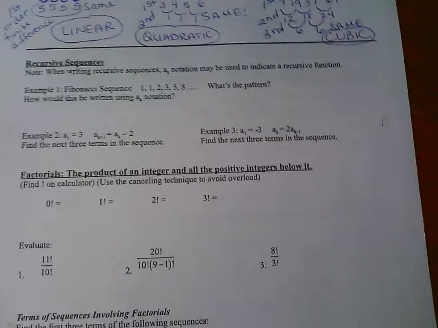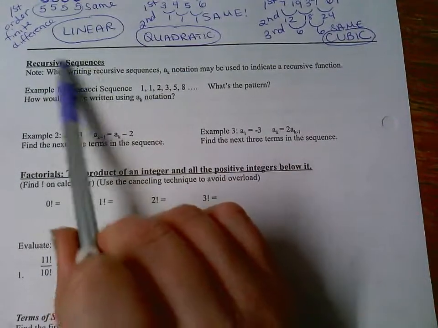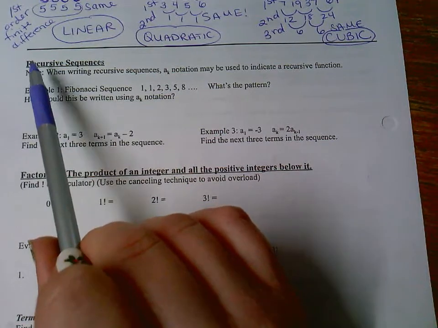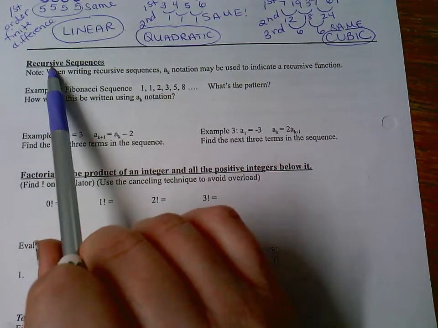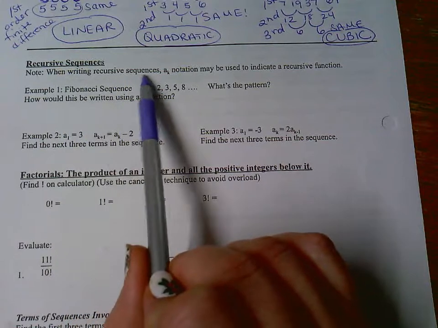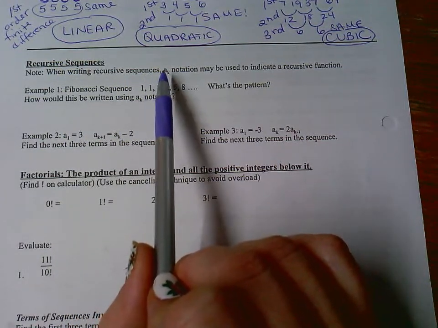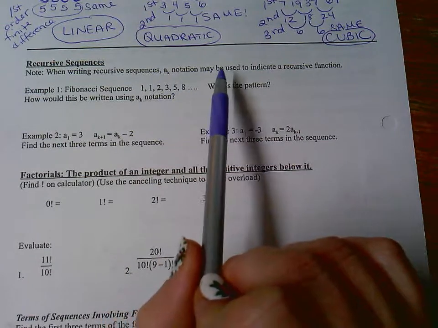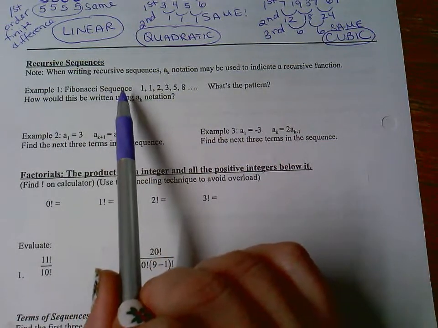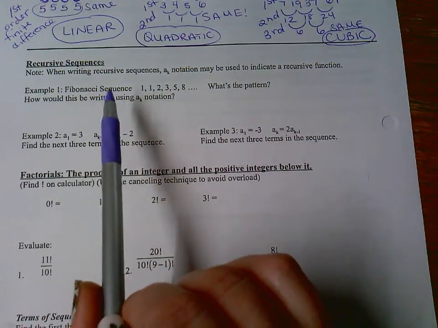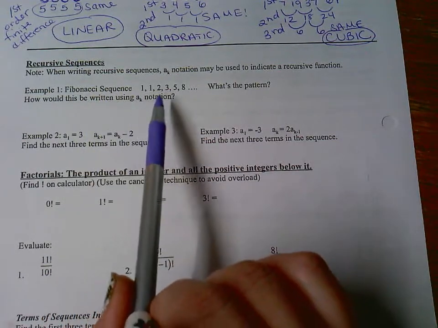Okay, let's talk a little bit about recursive sequences. These are not as useful, but there are some sequences that can only be written recursively. When writing recursive sequences, sometimes you might see a sub k, sometimes it'll just be a sub n. So here's the Fibonacci sequence. We're going to look at some videos about the Fibonacci sequence. It's kind of a cool sequence. 1, 1, 2, 3, 5, 8.